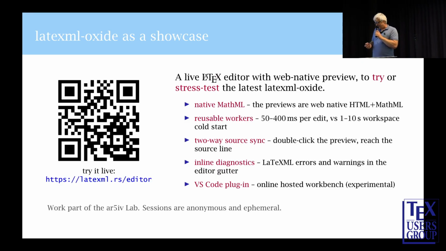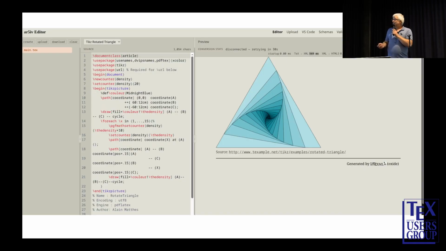As a showcase, we also have an editor. This is not a replacement for Overleaf or whatever, but you can try it out. Type in some arbitrary LaTeX document, and it converts to HTML. There's also a VS Code plugin, all kinds of stuff. I think I have here one example from TikZ, a rotated triangle.